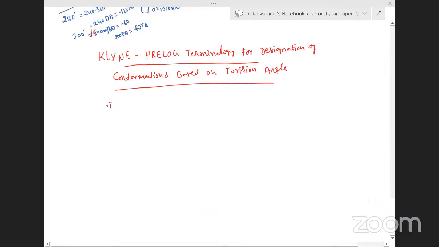What is the first guideline for specifying torsion angle? Two hydrogen groups, one on each carbon atom, are required. First of all, for assigning torsion angle, what is the main requirement? Two hydrogen atoms, one on each carbon. Each carbon requires a hydrogen atom, so two hydrogen atoms are required.